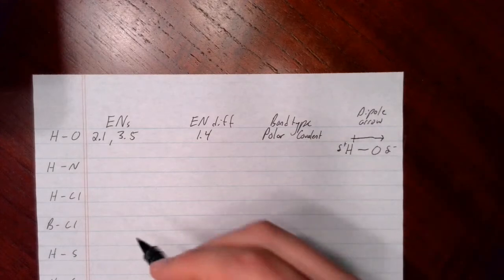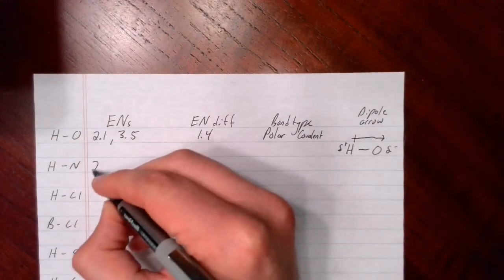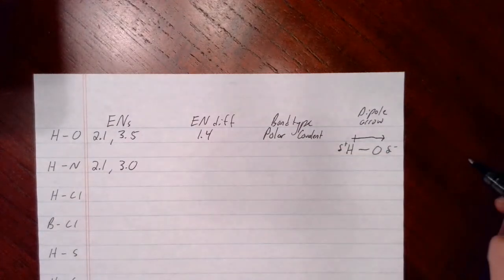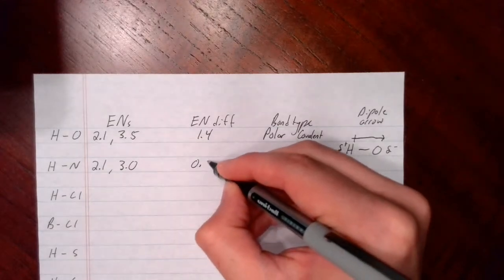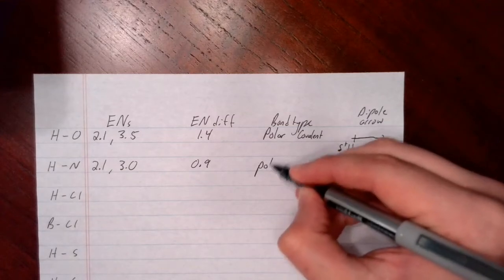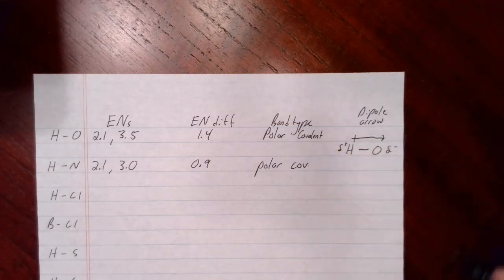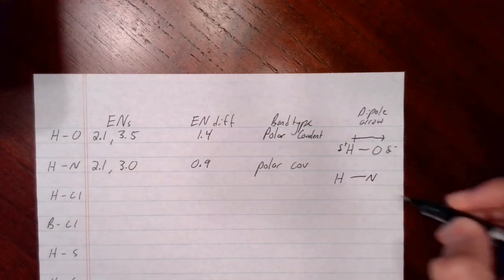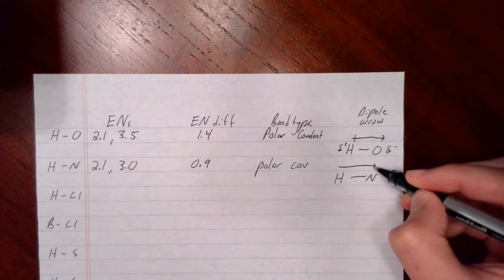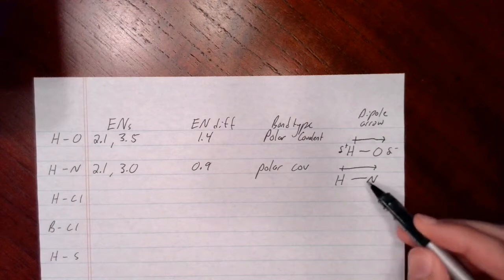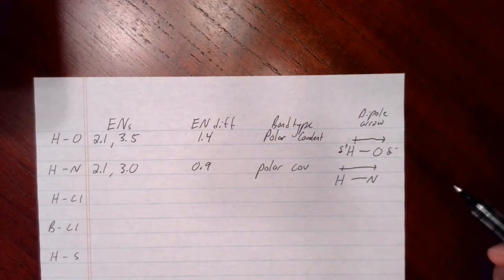So let's look at hydrogen and nitrogen. So we have 2.1 and 3.0. So when you do the electronegativity difference, you find it is 0.9. So 0.9 falls into the category of polar covalent. Okay, so I need to draw out the dipole arrow. So hydrogen bonded to nitrogen. The electrons are being pulled towards the nitrogen because nitrogen is more electronegative. So nitrogen has the slightly negative charge, hydrogen has the slightly positive charge. Okay? So I'll leave some of these for you to do on your own.